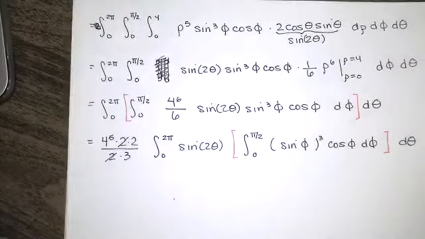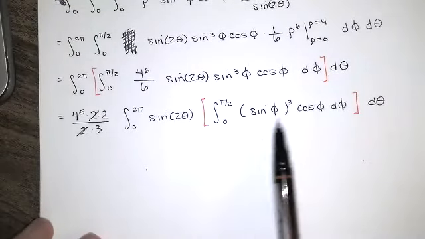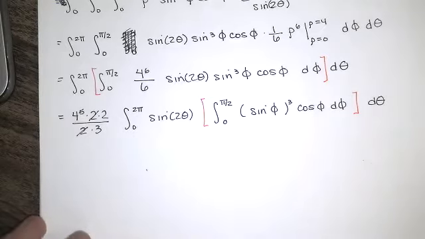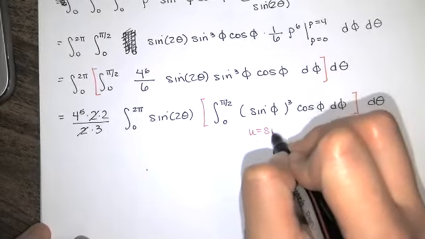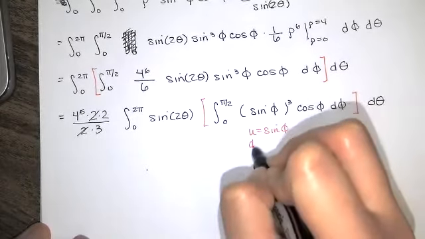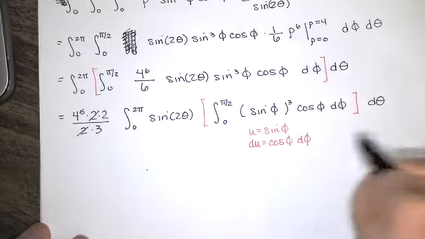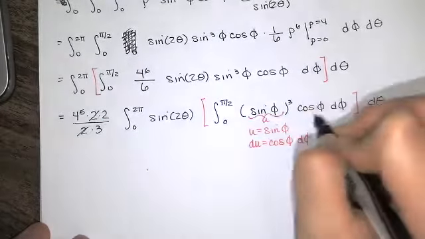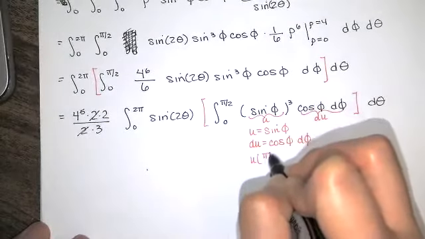Okay, so I see a u substitution. I wrote that this way just to make the u substitution a little bit more obvious. So I'll let u equal sine of phi. du is cosine of phi d phi. That works out. So we've got u cubed du, and we just need new bounds.